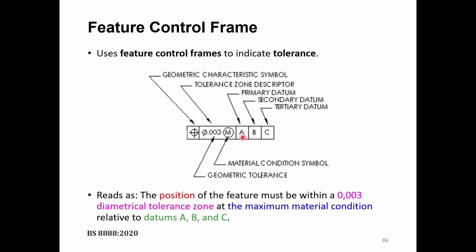So this feature control frame reads as follows. The position of the feature must be within a 0.003 diametrical tolerance zone. We'll learn about this more in the last session. At the maximum material condition relative to datums A, B, and C.